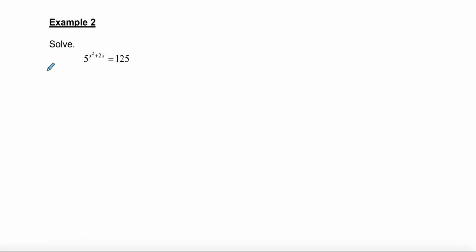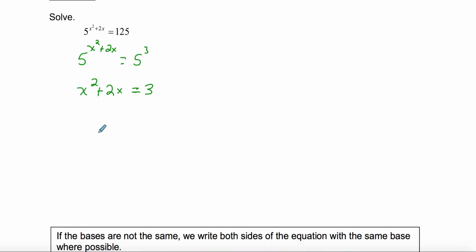Example 2. Here's another one, and like I said, you might have to play around with your calculator. I need these bases to be the same. The base on the left is a 5, and the exponent is x squared plus 2x. I can also write 125 as 5 to the third, because 5 times 5 times 5 is 125. As soon as I have the bases the same, I can drop the bases and just write my exponents. x squared plus 2x must equal 3.